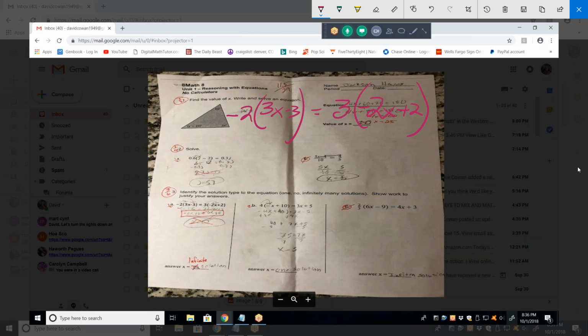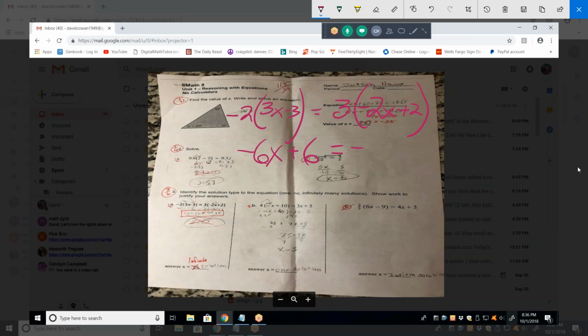Yeah. So distribute. What do you get on the left side? Negative 6x. Negative 6x, yeah, and then plus 6. Good. I need that plus sign. That's part of an expression. I cannot omit that plus sign. I gotta have it. What do you get on the right?